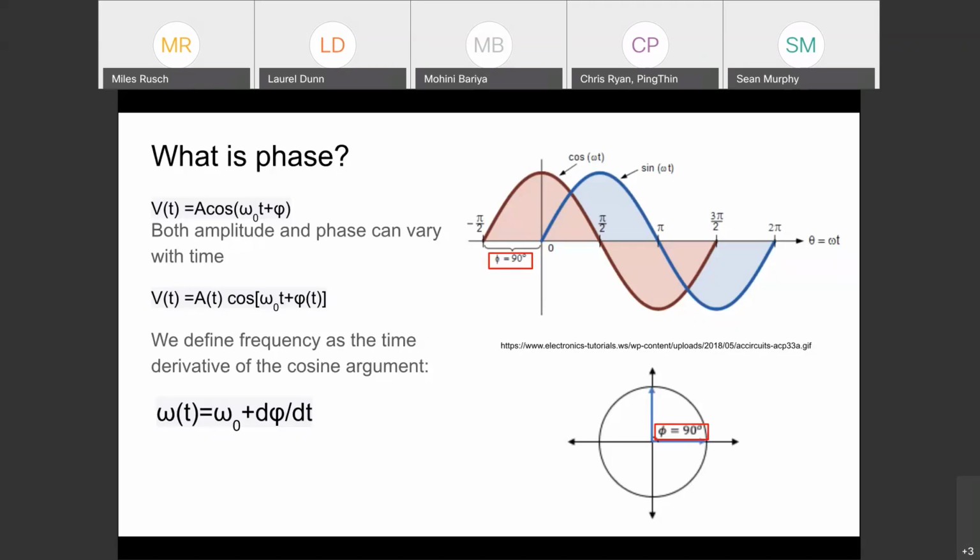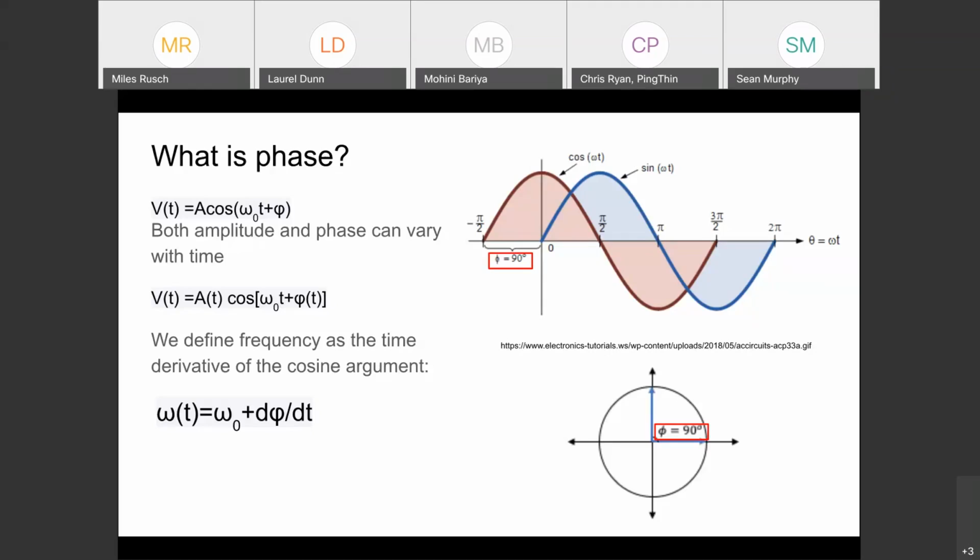However, this simple phase definition really is only meaningful and well-defined for ideal sinusoids with constant frequencies. And you can imagine asking yourself, what is phase for two sinusoids at different frequencies, where for every moment in time, it seems like the apparent phase between them is changing.